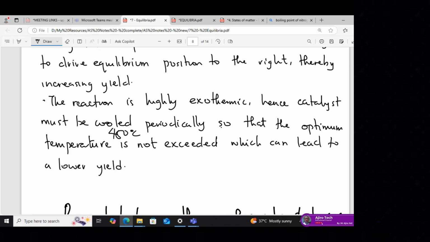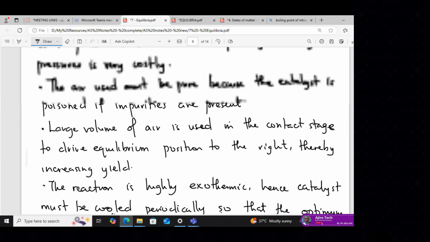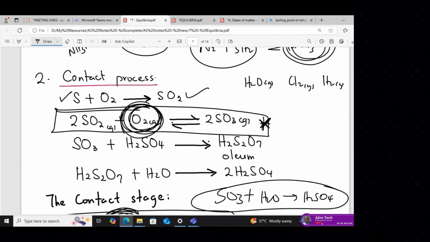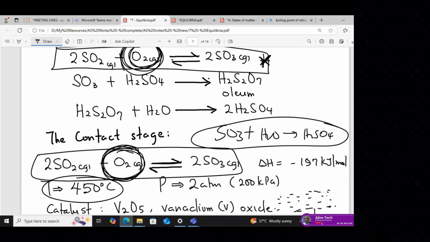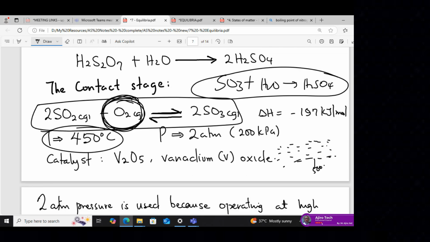Good. Thank you. So you need to know these 5 equations. You may also write all of them: S to SO2, SO2 to SO3, SO3 to oleum to sulfuric acid. You must know that it is exothermic. You must know the formula of the catalyst, V2O5, and the name of the catalyst, vanadium(V) oxide. Then the temperature of 450 degrees, just like the other process. Then the pressure is 2 atm.